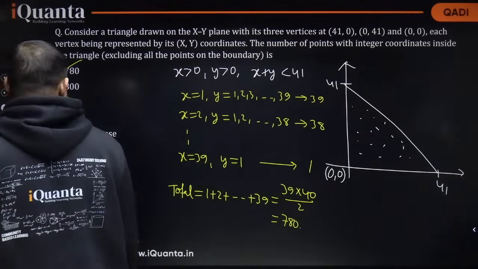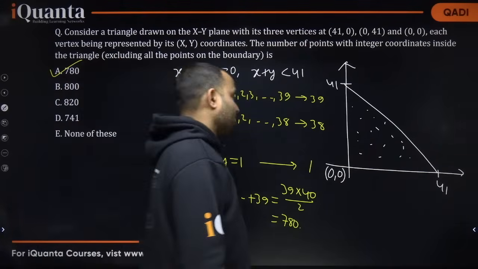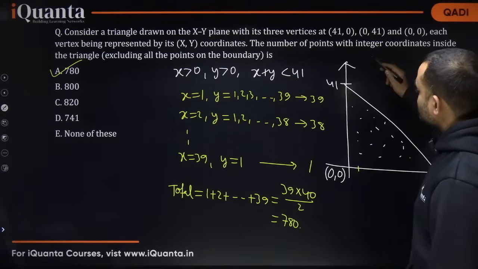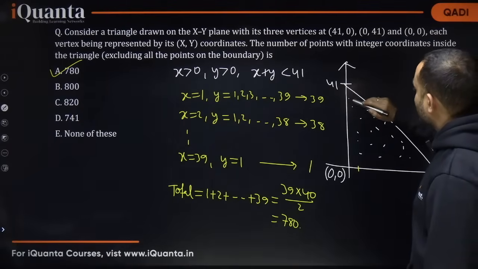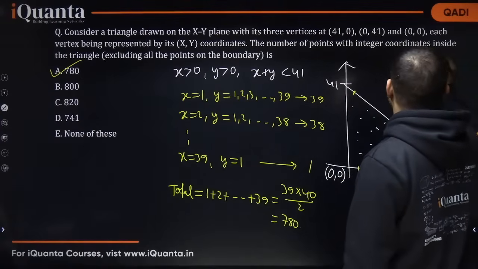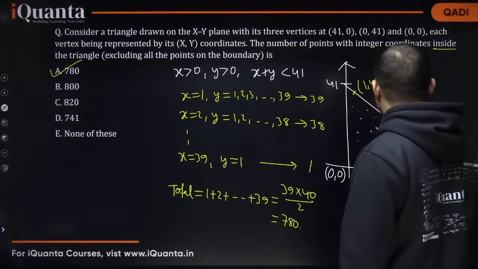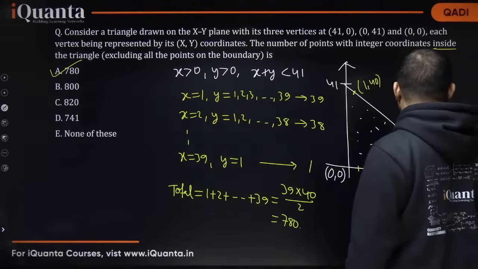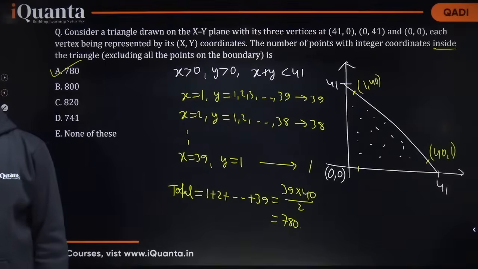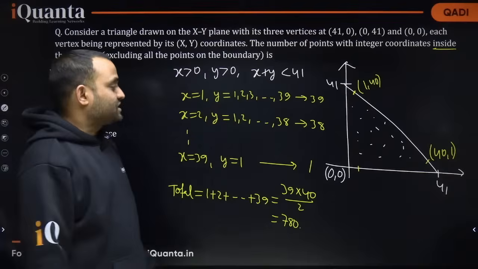40 क्यों नहीं होगा, मुस्कान? If you are taking x equal to 1 and y equal to 40, देखो, तो क्या हो जाएगा? ये पॉइंट इस लाइन पे आएगा. It says inside the triangle, so this point will be (1, 40). Okay, this point will be 41. These points will be on the line. Is that clear now, Muskan? So that's why 40 is not taken.